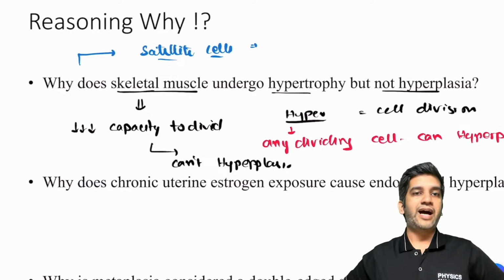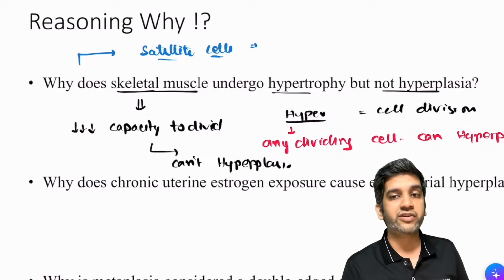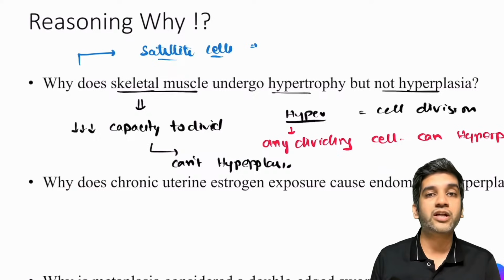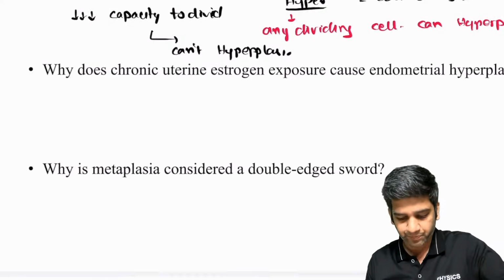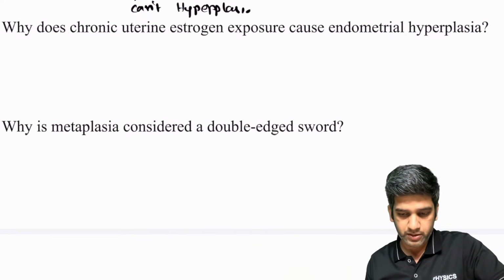Perfect. I can change the question to whatever anyone asks. Why don't neurons undergo hyperplasia? Because they don't divide. That's all, right? So next question. Okay.